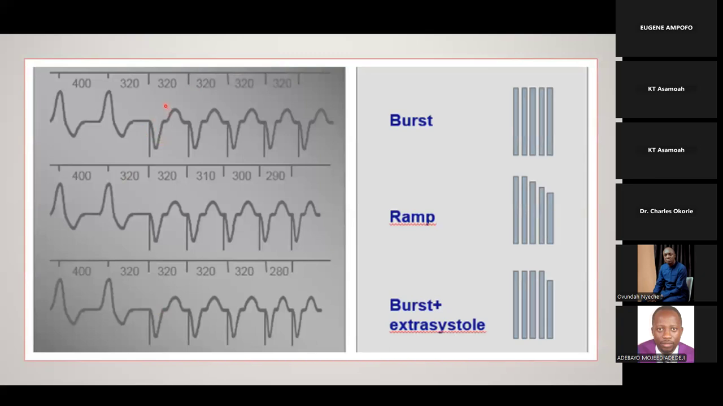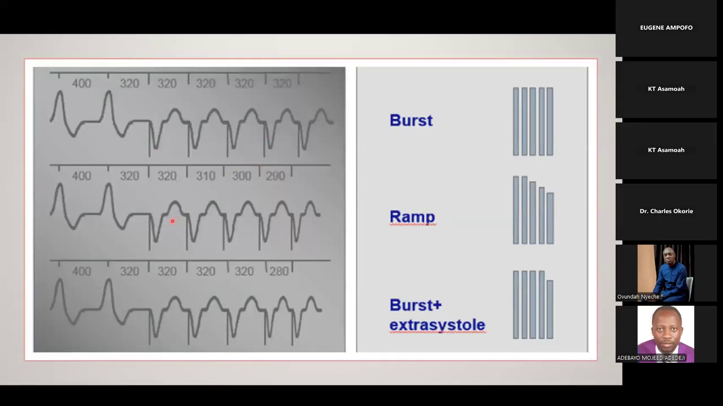So here we have the burst pacing. Now, in burst pacing, the cycle length is the same for all the paced complexes. So you can see that here it's pacing at a cycle length of 320 milliseconds. So you can see that it's 320 milliseconds throughout. So this is burst pacing.